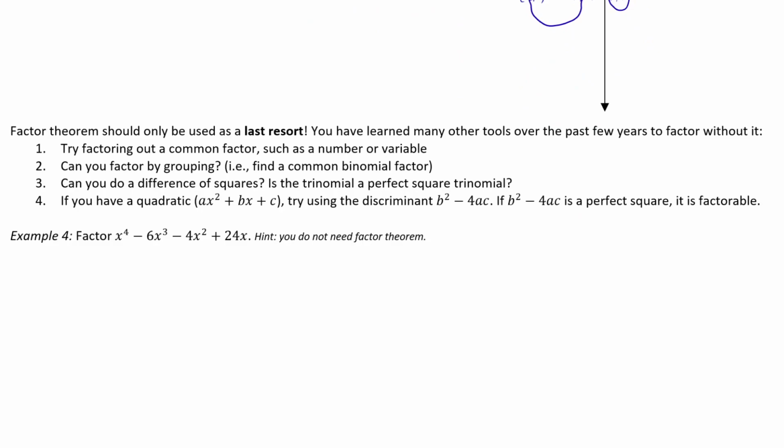Okay, finally, factor theorem should only be used as a last resort. Right? You've learned a lot of tools over the past few years to factor without it. So you can first of all try to factor out a common factor such as a number or a variable, then see if you could factor by grouping. Right here, find a common binomial factor. You might end up with a difference of squares, or you might end up with a perfect square trinomial. And if you have a quadratic, you can try using the discriminant, because if the discriminant is a perfect square, then it is in fact factorable.